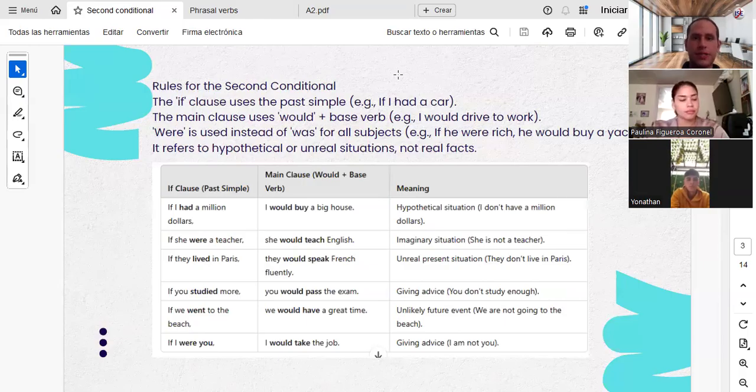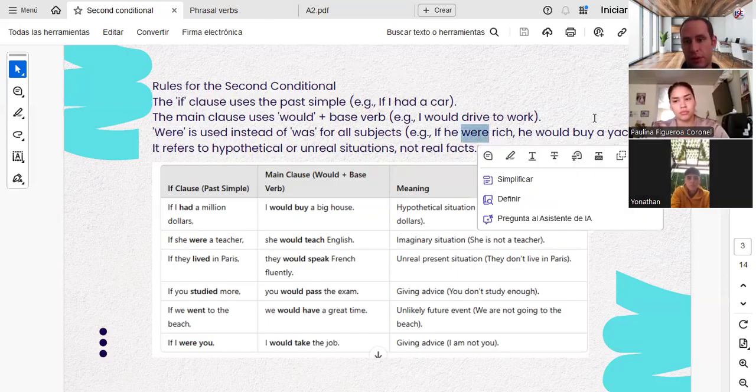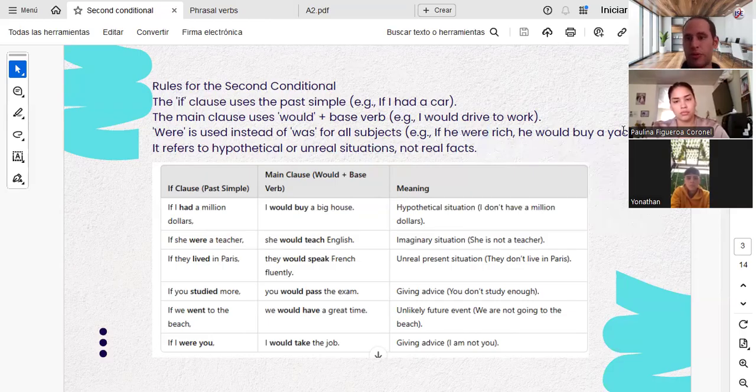So, rules for the second conditional. The if clause is the past simple, right? Ejemplo, if I had a car, the main clause uses would plus the base form verb. I would drive to work. Were is used instead of was for all subjects. In this case, we use were for all of them. If he were rich, he would buy a jet. It refers to hypothetical or unreal situations, not real facts. So be careful with this. Hypothetical or unreal, right? Let's continue.